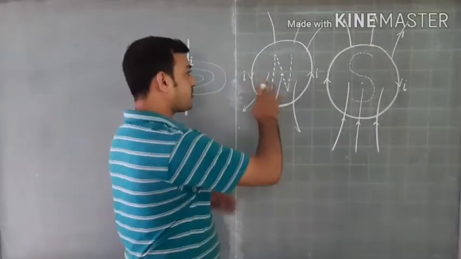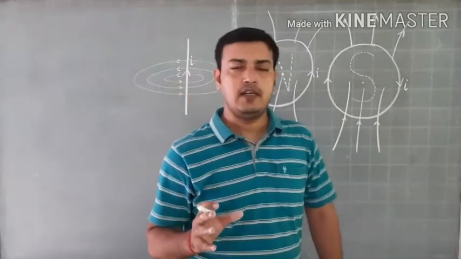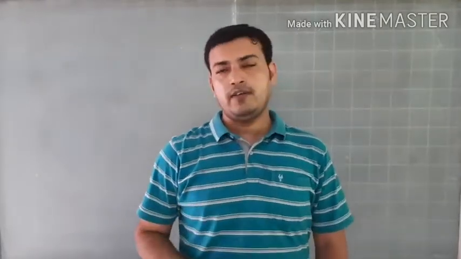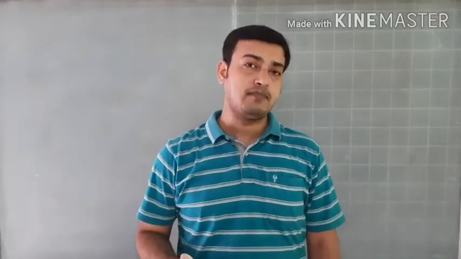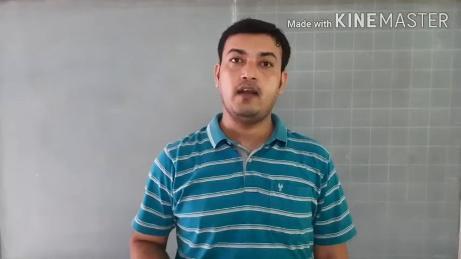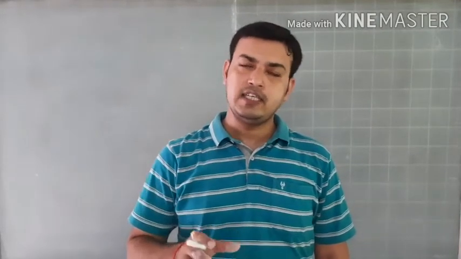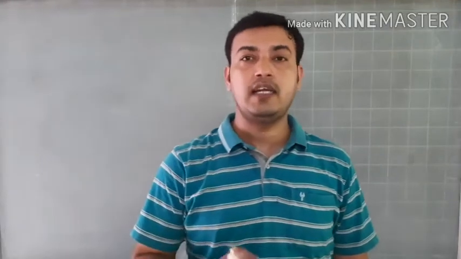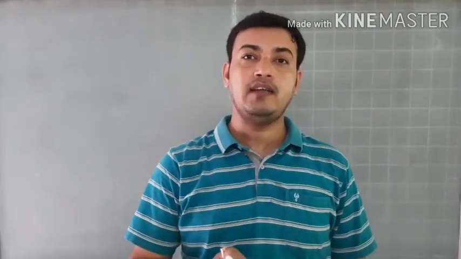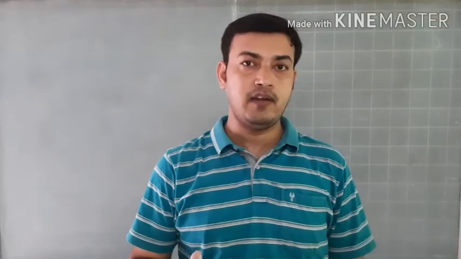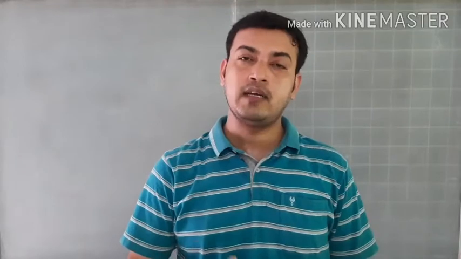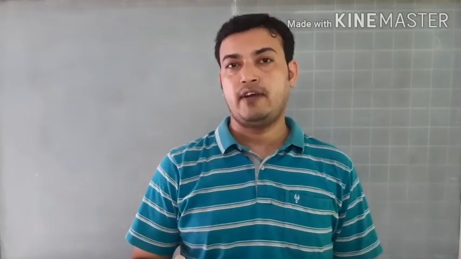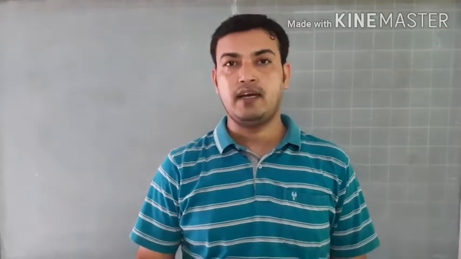So this is how a current carrying coil is equivalent to a bar magnet. Now I will define a quantity that is related to a bar magnet, or you can say a current carrying coil, and that is the magnetic moment. It is very similar to the electric dipole moment that we have studied in electric field. In electric field, you know that an electric dipole has an electric dipole moment.